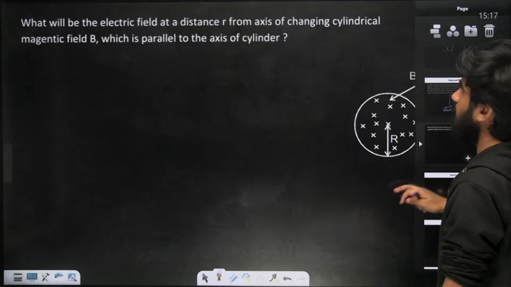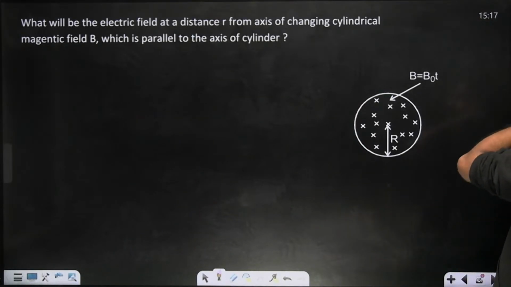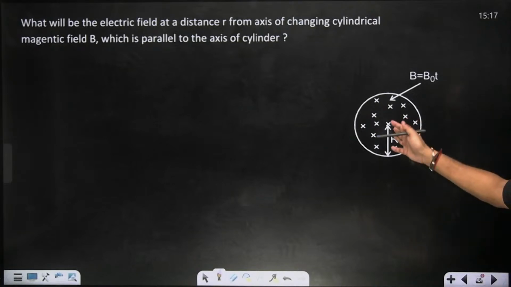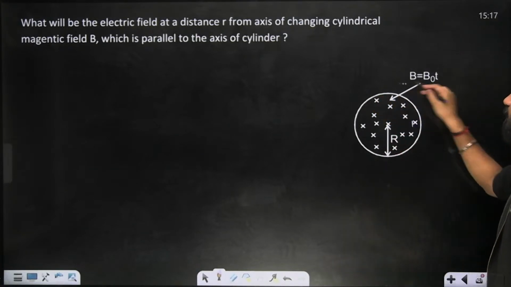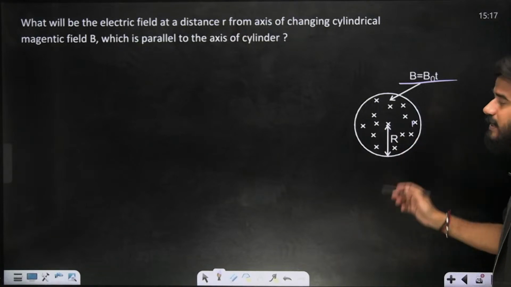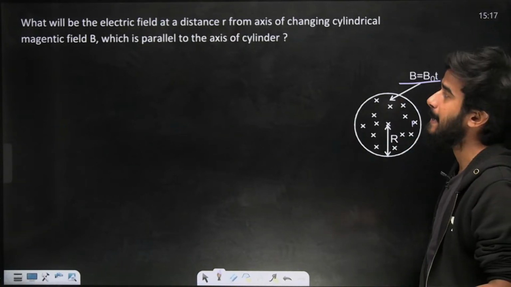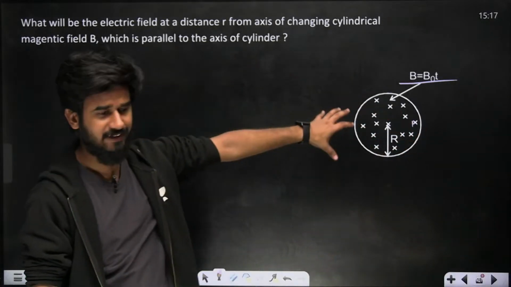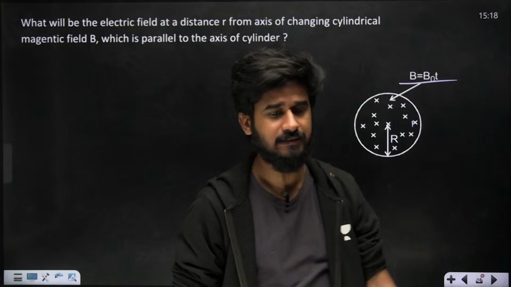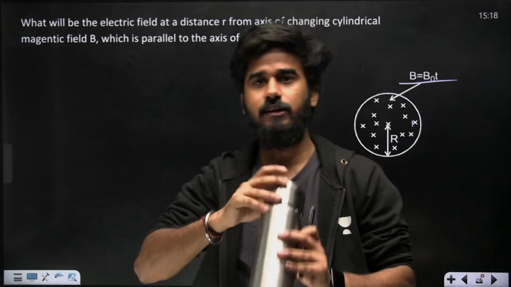Okay. If we talk about how to apply this expression, let me give one example: what will be the electric field at a distance r from the axis of a changing cylindrical magnetic field B, which is parallel to the axis of the cylinder. This magnetic field is B equals B naught t, and we have to calculate the induced electric field at a distance r. Suppose this is a cylindrical wire. Just try to understand this.